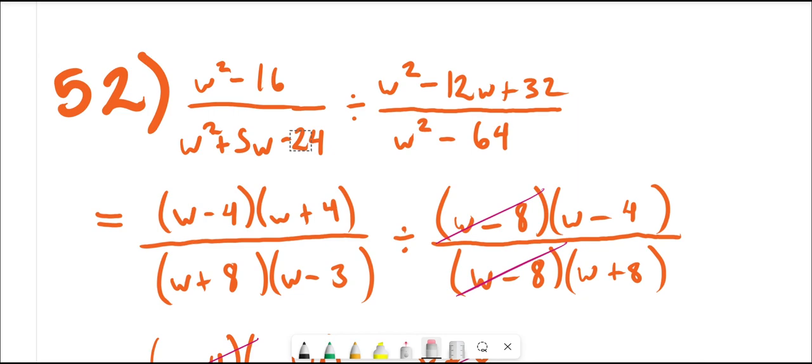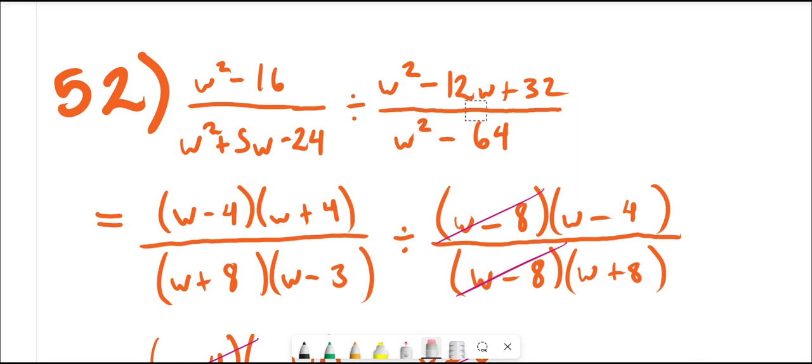Factors of 24 with a difference of 5 are 8 and 3. And on the other side, we have a minus in the first place, and then we need another minus in order to make this FOIL to plus. Then we are looking for a sum because they match. Sum of factors of 32 that give me 12, that's 8 and 4.